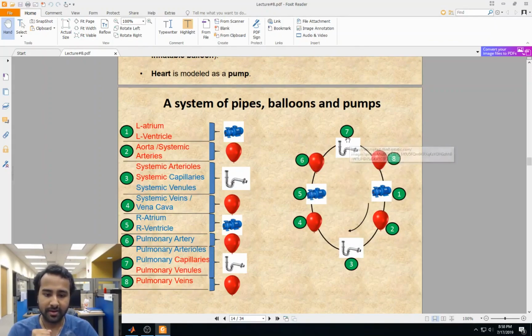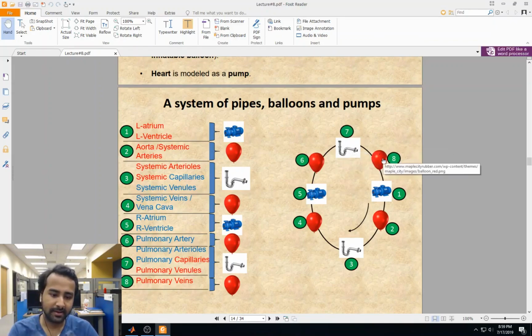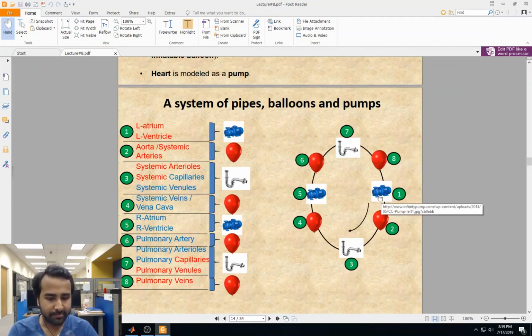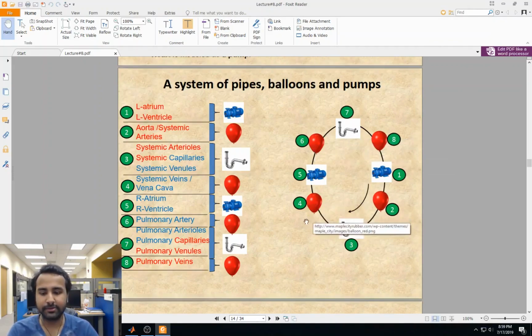That goes into the pulmonary arterioles, capillaries, venules, so the pulmonary circulation, which is also small and rigid, so we have that as pipes as well, collect into the pulmonary veins, which we're modeling as a large vessel as a balloon, and goes right back to the left side of the heart, and the cycle repeats again. Balloon, pump, balloon, pipe, balloon, pump, balloon, pipe, and keeps going like that.